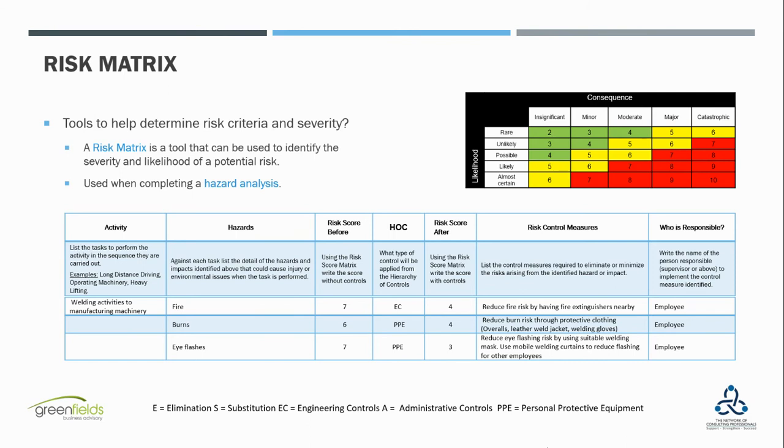We've also identified eye flashes. So, for example, 7. It could be moderate or likely. We'll use PPE, and also some engineering controls. The risk score after that is 3 in this case. So reduce eye flashing risk by using suitable welding masks. The engineering controls may be things like mobile welding curtains to reduce flashing for other employees that might be in the area. And the responsibility is the employee to go and make sure those things are put in place.